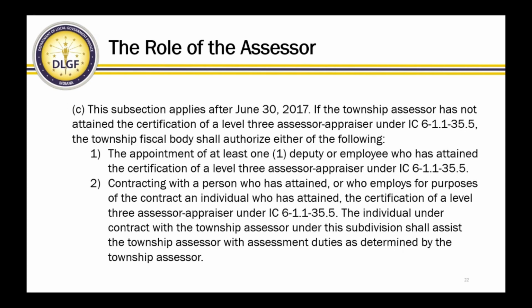So what happens if the township assessor has not attained their level 3? We talked about the duties upon taking office, but you can see this code citation does allow for the appointment of a deputy or employee to, in essence, handle the work for that person. And if a township assessor contracts out with a firm or someone, that individual should have the level 3 as well.